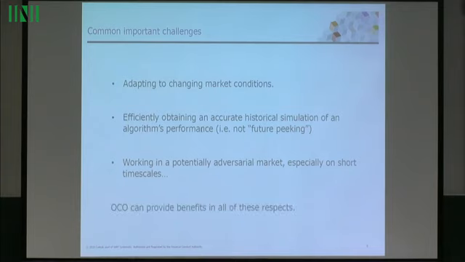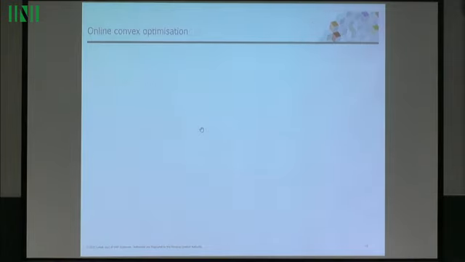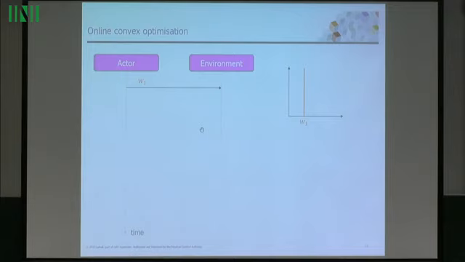Now, OCO can actually, I would say, provide some benefits in all of these respects. So what is online convex optimization? If any of you have done machine learning, particularly reinforcement learning, this would all be reasonably familiar. You have a setup with an actor and some environment. We start off by making actions. So we have some action here, which I'm labeling as W1. And this action is drawn from some convex set. That's the first departure from standard reinforcement learning, this convexity.